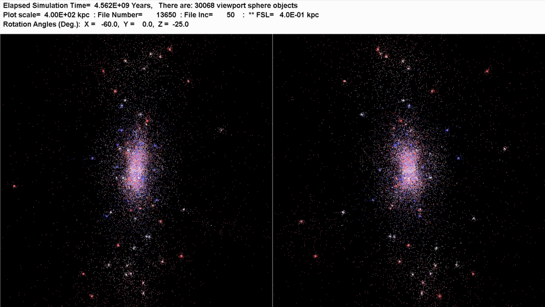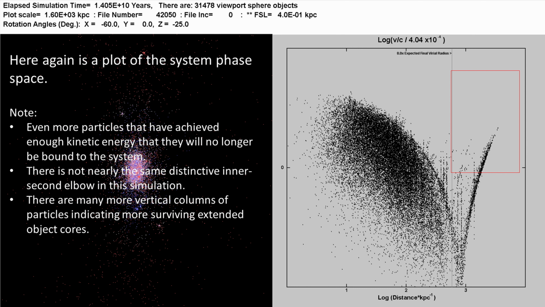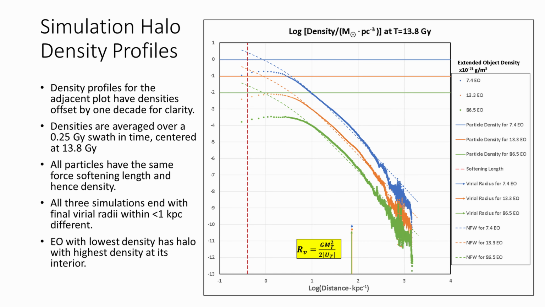Here we have zoomed out to 3200 kiloparsecs edge to edge. Again, let's examine the phase space diagram. The phase space plot for the final simulation reveals that there are many more particles that have achieved escape velocity, as noted by the number of particles in the finger area. Also notice that there are more vertical columns this time, indicating there are more extended objects that remain intact after encounters with the halo. Here I present the final halo density profiles for these three simulations.